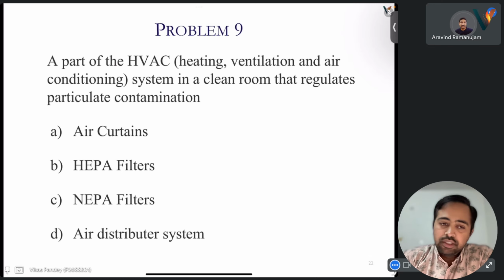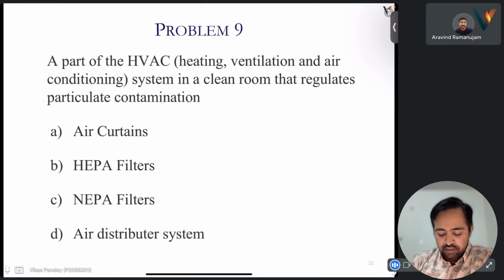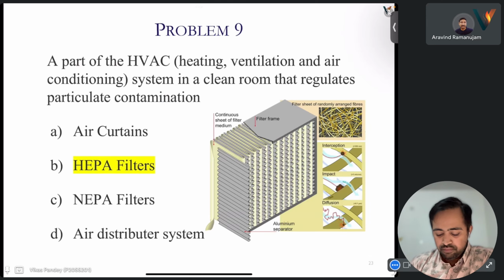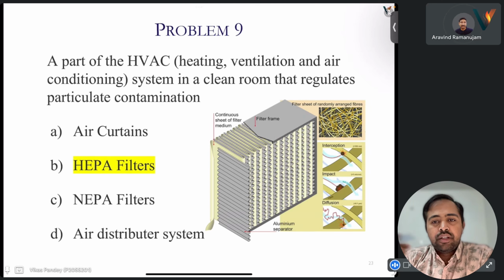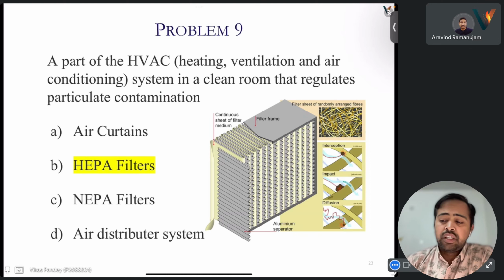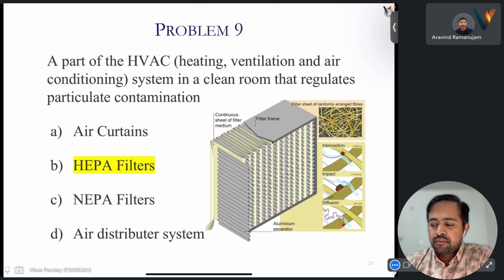HEPA filters, I thought, sir. Yeah, HEPA filters. And any other filter that is used? This is the way the HEPA filter is there. Okay. Yes, sir. It will trap the particles and all. Any other filters being used in clean rooms? You have any idea? No, sir.